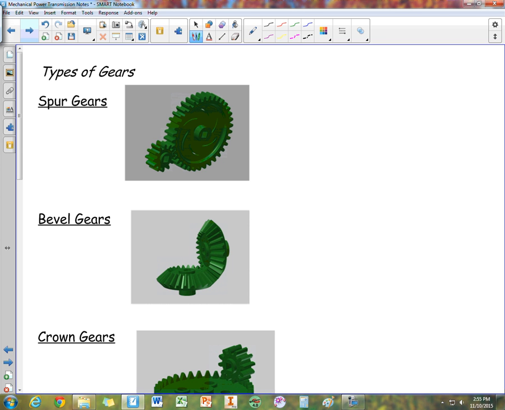Now, another thing we have to talk about then are gears, because gears help us go from the motor to the wheels. Now, the first type we have here is a spur gear. This is the most common. This is what we have. They're pretty handy. When it comes to motion, they transfer motion between parallel drive shafts.